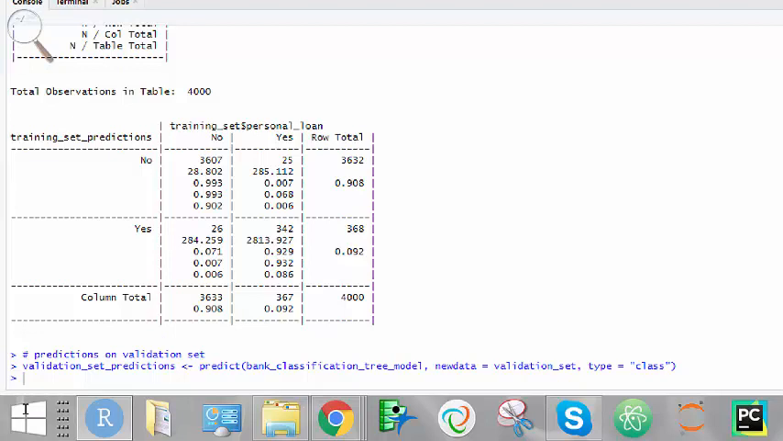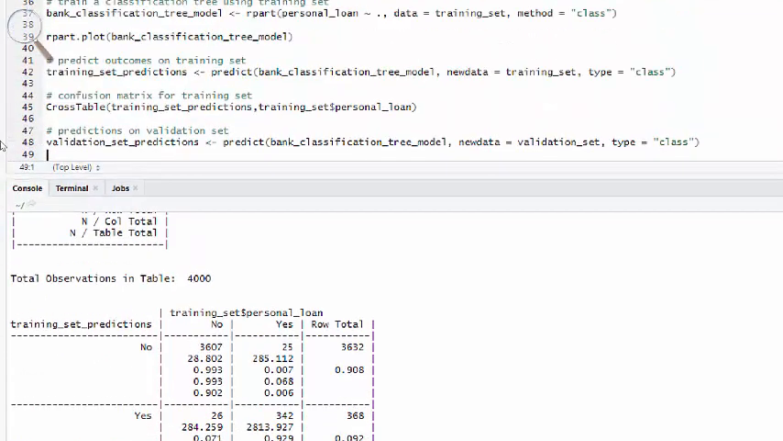Means that it takes the validation data, and for each one of these 1,000 records, it creates a yes or no prediction. But we also know what it was in actuality, right? It's hidden inside the validation set, $ personal_loan column. That's the column that has the actual answers, yes or no.